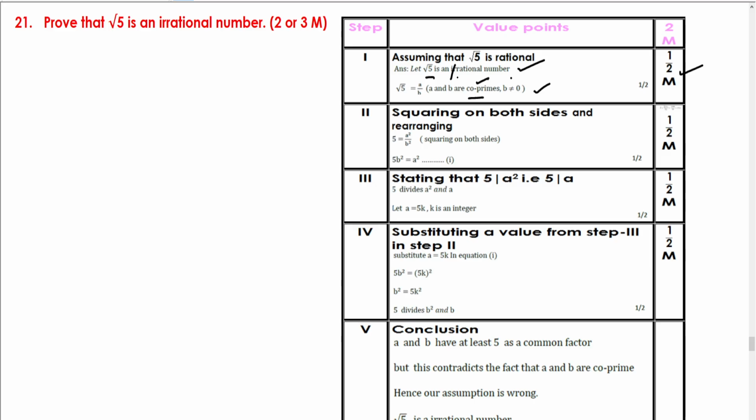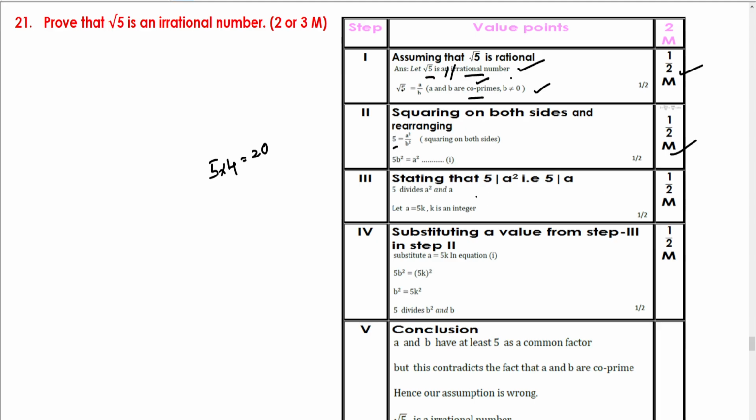Right? Let root 5 be a rational number. This is a contradictory proof like we did in the 20th problem before. Now next step is squaring on both sides and rearranging. If you square root 5, you will get what? 5. Square a by b, you get what? a square upon b square. Take b square to the left. You will get what? 5b square is equal to a square. Observe here. 5 into 4 is equal to 20. For writing this step, you will get half mark.